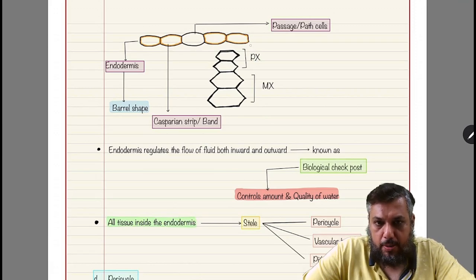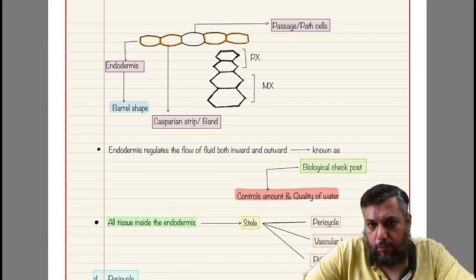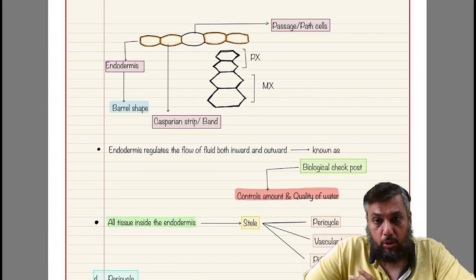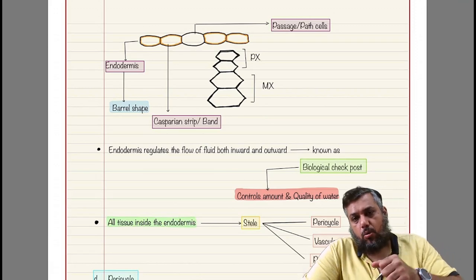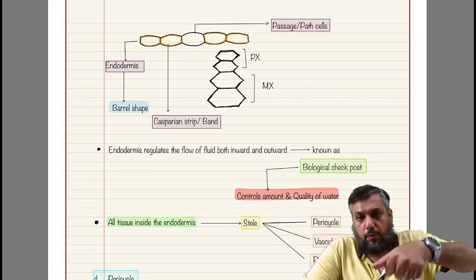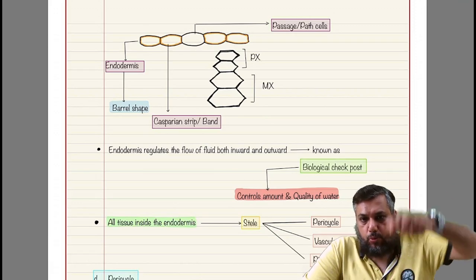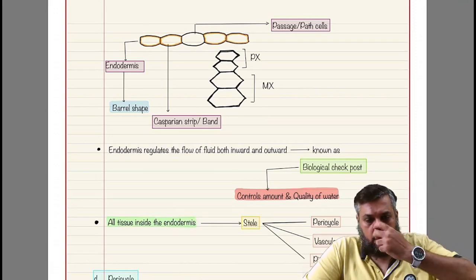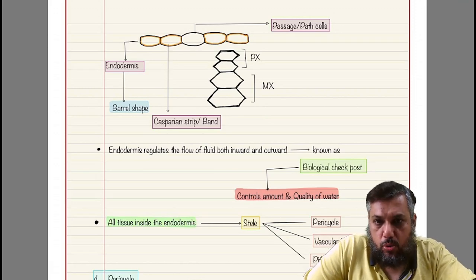एंडोडर्मिस के पैसेज सेल हैं और बाकी सब जगह पे कैस्पेरियन स्ट्रिप है, जिसकी वजह से एंडोडर्मिस regulate करता है the flow of fluids both inward and outward. It is like a dam. The endodermis is like a dam, and the passage cell is like the valve of the dam, which when open, the water will flow in or out like that. So that is why it is also called the biological check post.